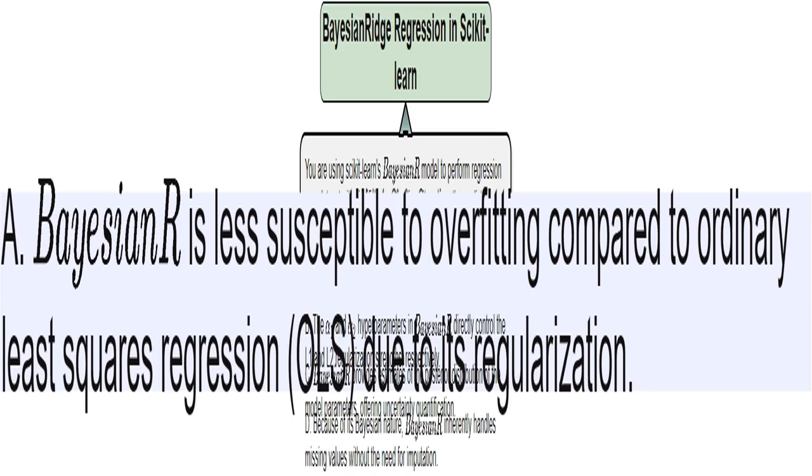Statement A is true. BayesianRidge inherently regularizes its model parameters, preventing it from overfitting to the training data, unlike ordinary least squares. This is particularly valuable in situations with high multicollinearity.